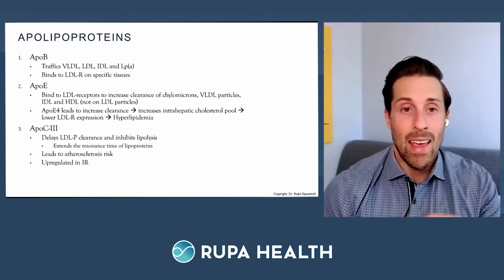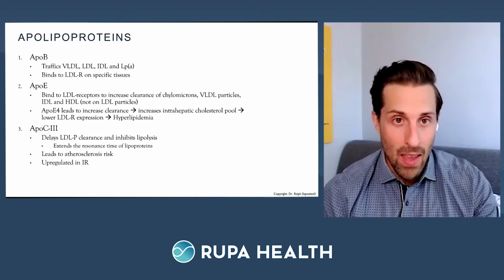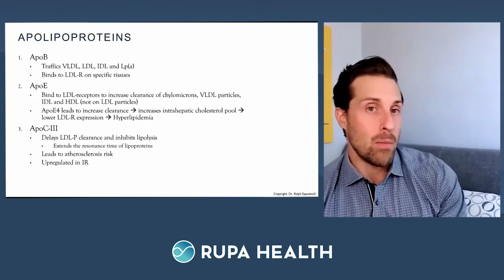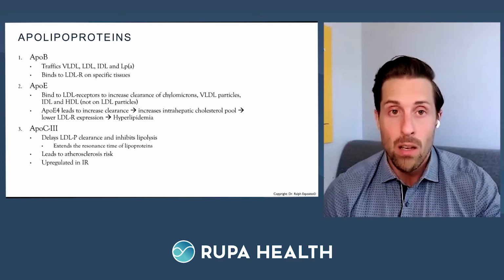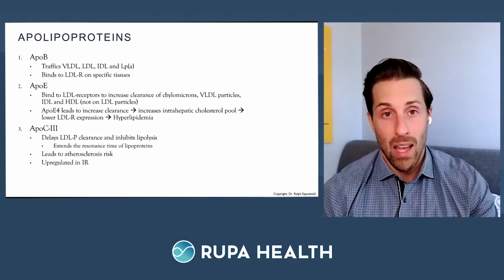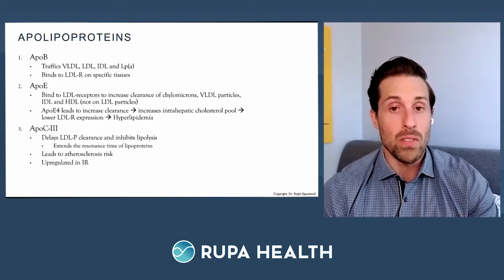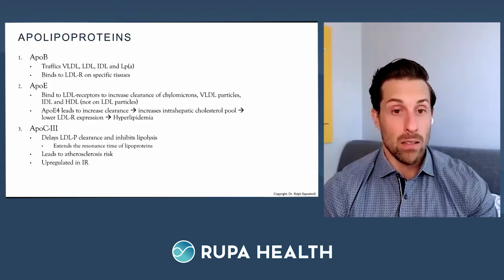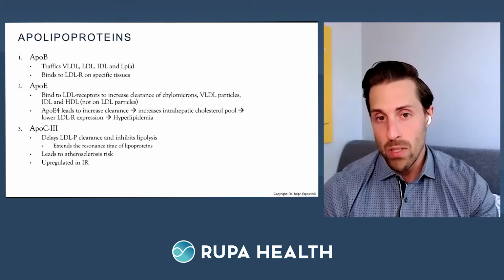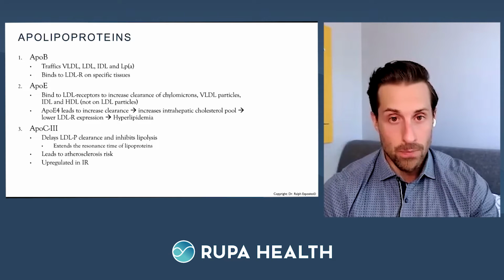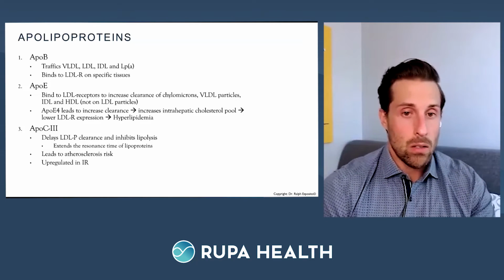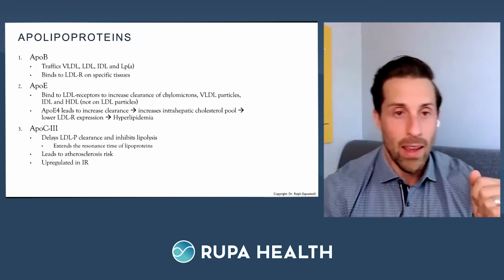ApoE, this is not the genotype. This is not the ApoE gene. This is the ApoE lipoprotein. The genotype does have an impact, we suspect, on the function of the apolipoprotein E. But you can see ApoE is one of the major ligands for the LDL receptor. So it's involved in the clearance of chylomicrons, VLDL particles, IDL, HDL. ApoB100 is the only lipoprotein found on LDL. LDL does not have any other apolipoproteins. Then we could talk a little bit about later on why ApoB is very important.